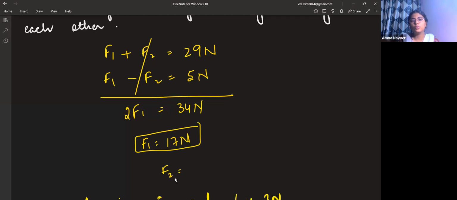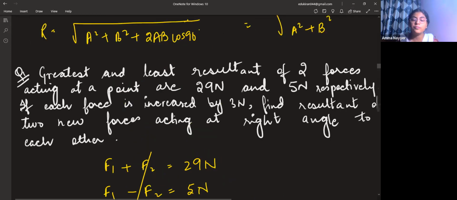And F2 will become, this goes there 5. So 12, right? This becomes 12 Newton, 17 Newton and 12 Newton. This is the initial value. But the question is mentioning something else also. If each force is increased by 3 Newton, now we know what are these forces, right?